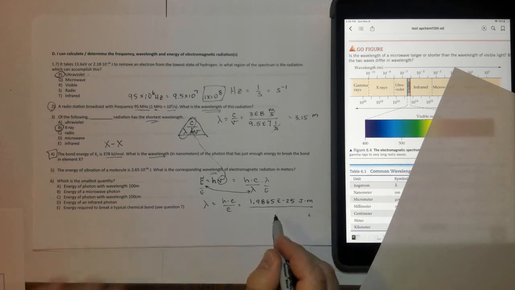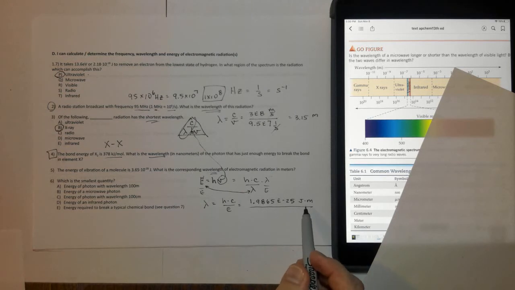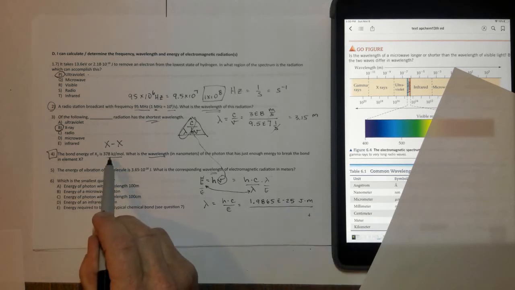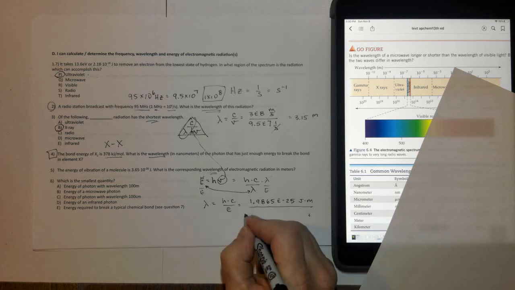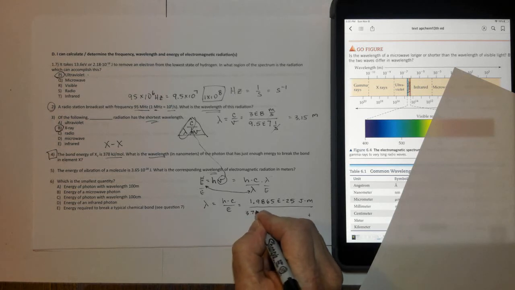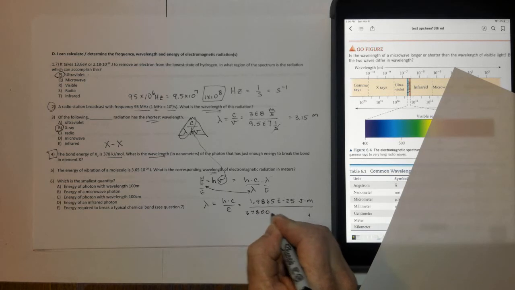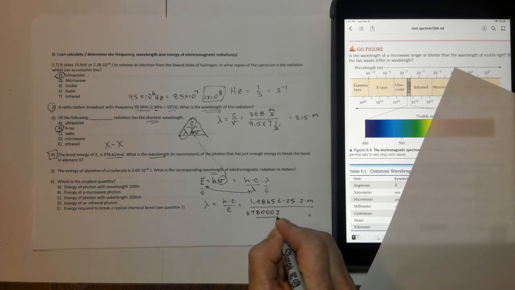And then E that you have to put in here has to be in joules, of course, because you want to end up with meters as your answer. So this is 378 kilojoules per mole, so we're going to have to convert that to regular joules. And when you go from kilojoules to joules, of course, it's times 1,000, so we would end up with 378,000 joules, and that's per mole.